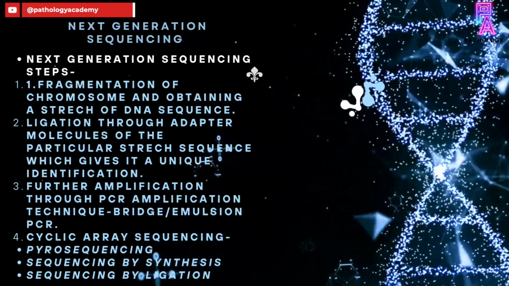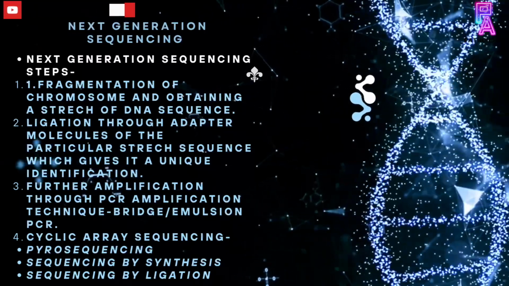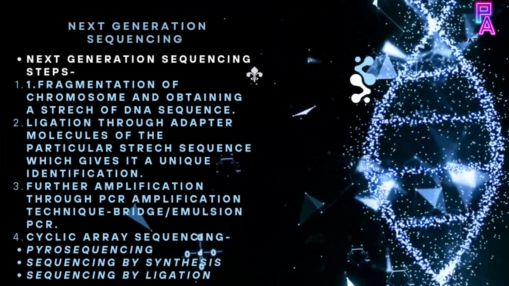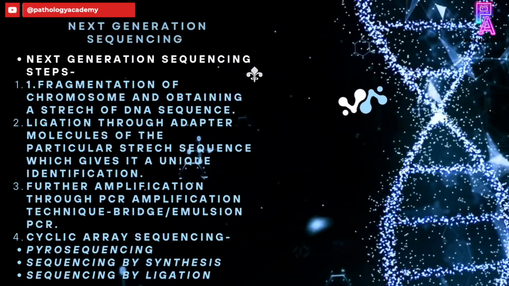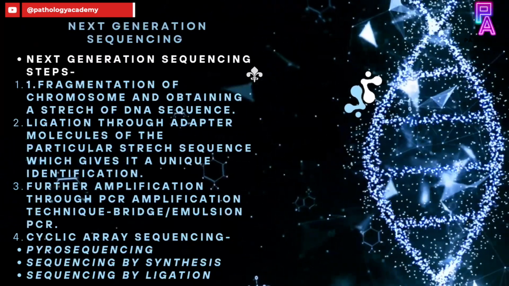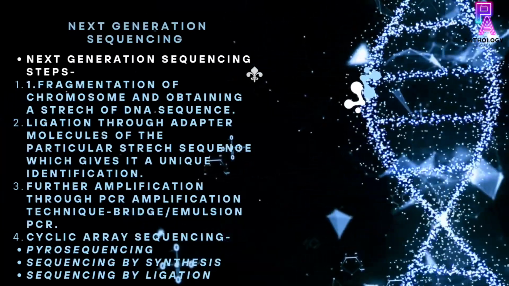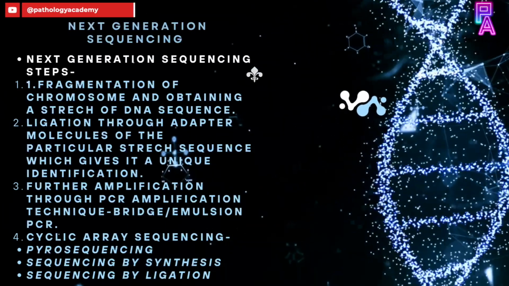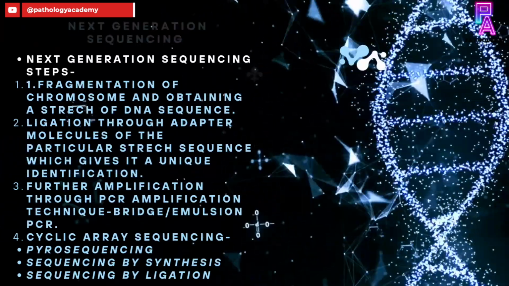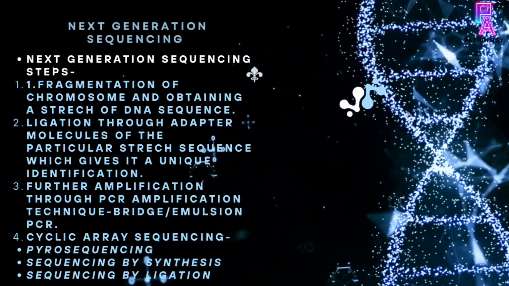The steps involved in next generation sequencing. The first step is fragmentation of chromosome and obtaining a stretch or a template of DNA sequence. Then ligation is done through adapter molecules of that particular template or stretch sequence, which gives it a unique identification. Further, amplification is done through PCR amplification technique, which could be either bridge or emulsion PCR. And lastly, cyclic array sequencing is done, which could be again by three methods: pyrosequencing, sequencing by synthesis, and sequencing by ligation.